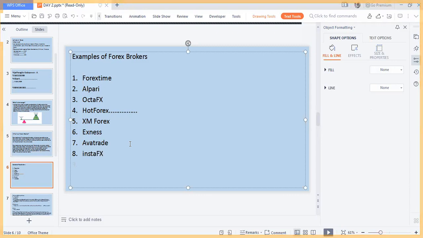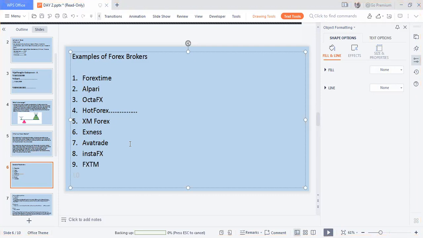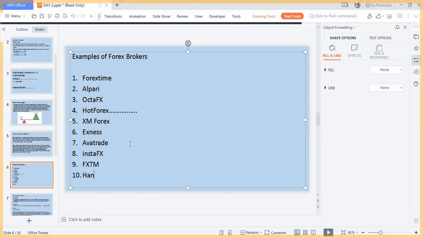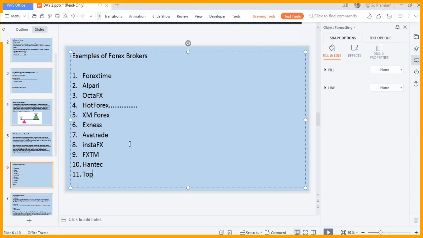We have FXTM. We have Antec. Then, if you have Antec, then which one do you have again? TopFX. You have a lot of them. So if you have OptForex, then that's that. Then InstaFX is part of it. I think that's on that.